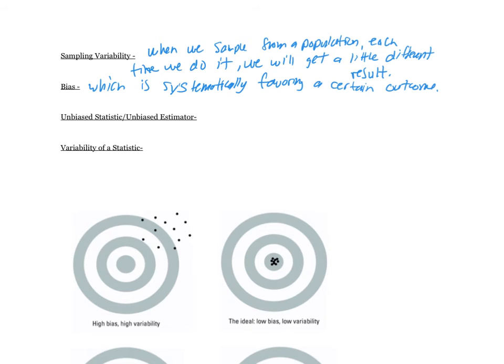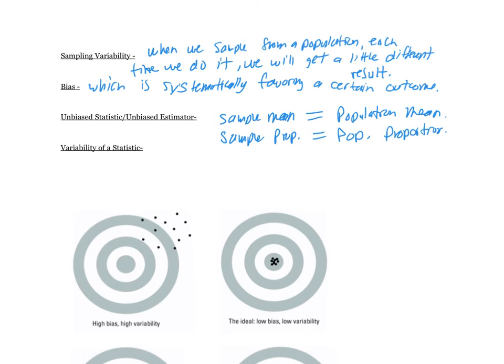Unbiased statistic, unbiased estimator. This is what we want. We want our sample mean to equal the population mean, or we want our sample proportion to equal the population proportion. That's what we want. When we calculate that sample mean, we want it to reflect the population mean. That's our goal.